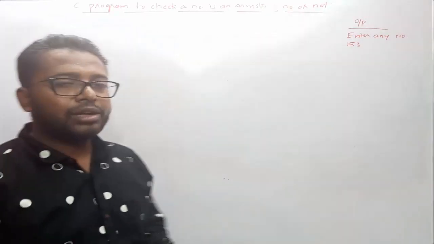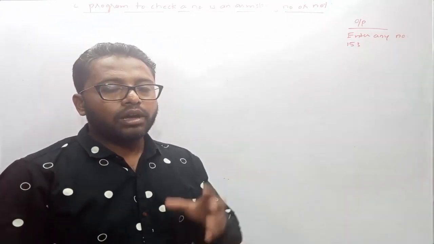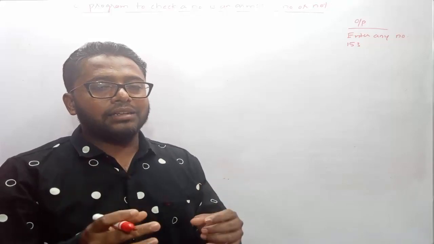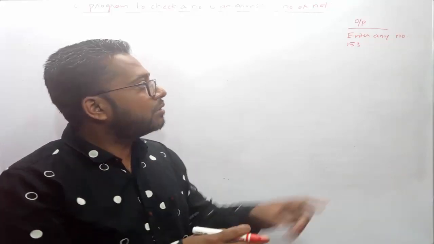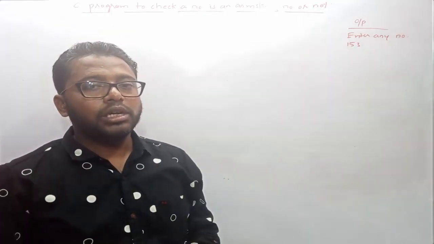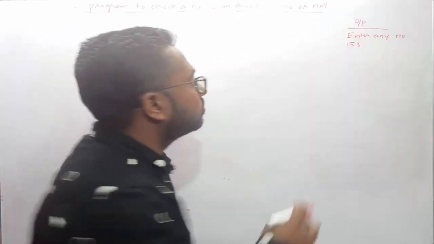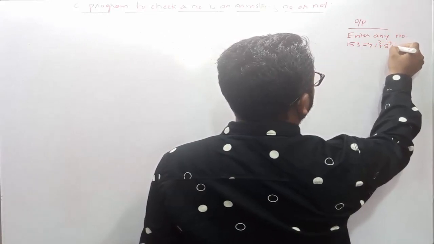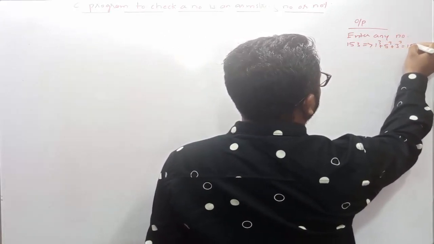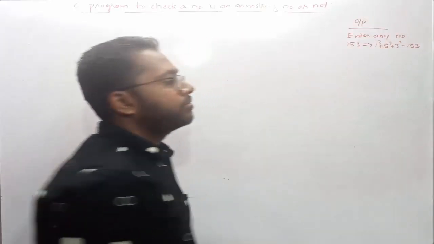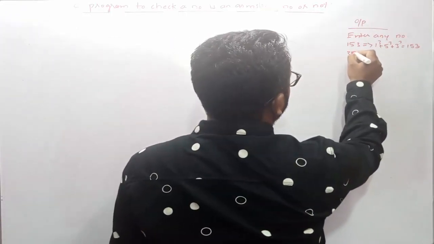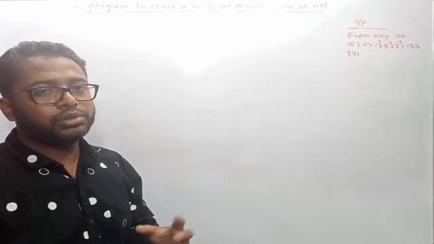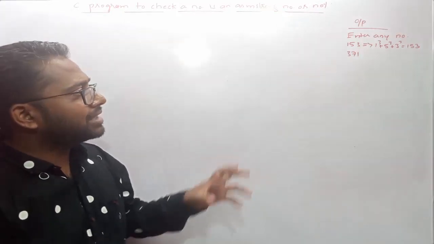Now let us first try to understand what an Armstrong number is. An Armstrong number is a number where, when you add the cubes of each and every digit of the number, you get the same number. 1 cube plus 5 cube plus 3 cube equals 153. We have another number as well, 371. This is also an example of an Armstrong number. So you have seen the output.